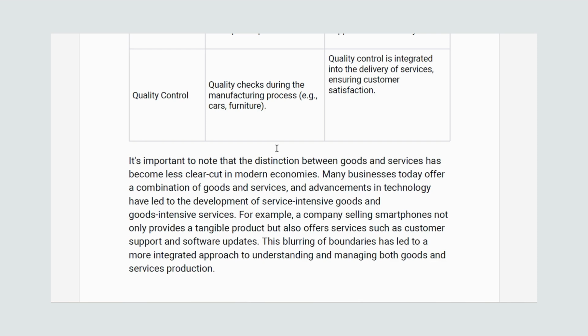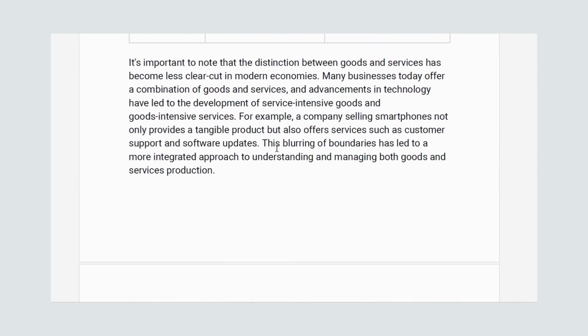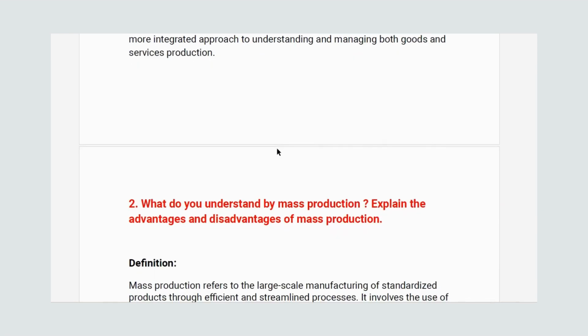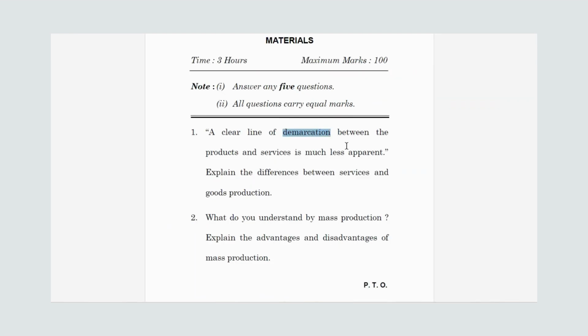Okay, so it's important to note that the distinction between goods and services has become less in modern economies. Businesses today offer a combination of both goods and services because of the advancement in technology and the development of service-intensive goods as well as goods-intensive services. For example, a company selling smartphones not only provides a tangible product, but what else? Yes, they also provide services, right? Like customer support and software updates and so on. So this blurring of boundaries has led to a more integrated approach to understanding and managing both goods and services production.